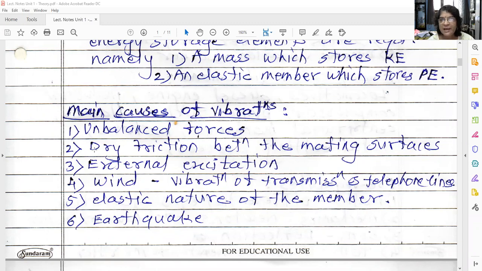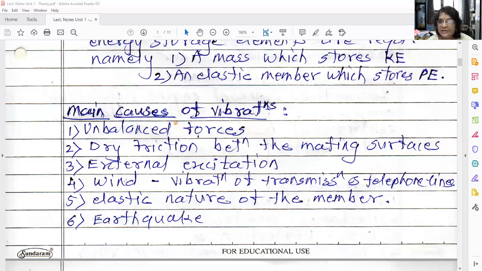The second reason is dry friction between the mating surfaces. Dry friction always causes vibration, so we have to always reduce the dry friction. An example is that sometimes our door makes a creaky noise. That creaky noise is due to dry friction between the hinges.